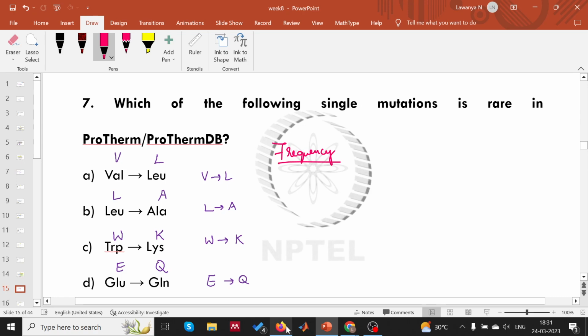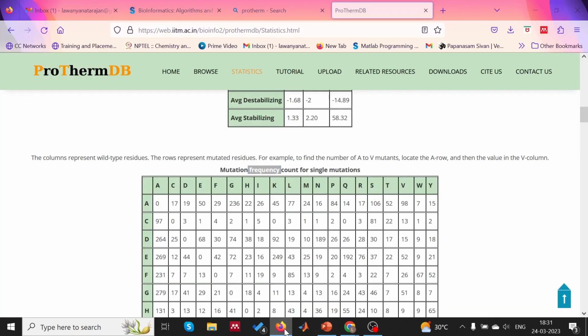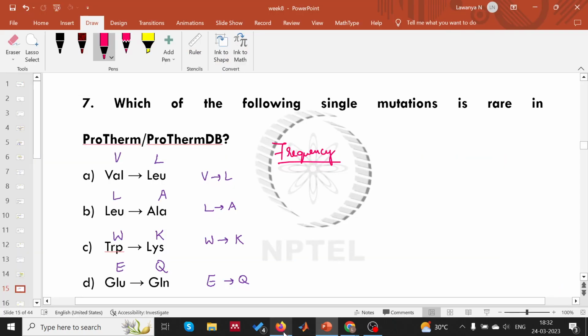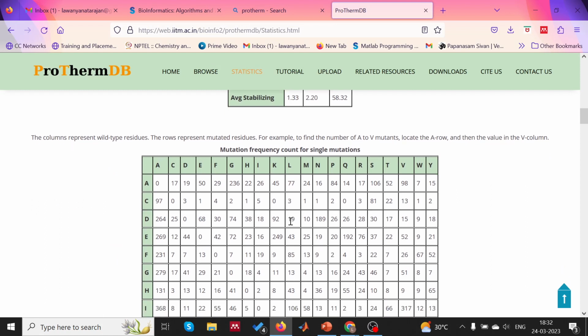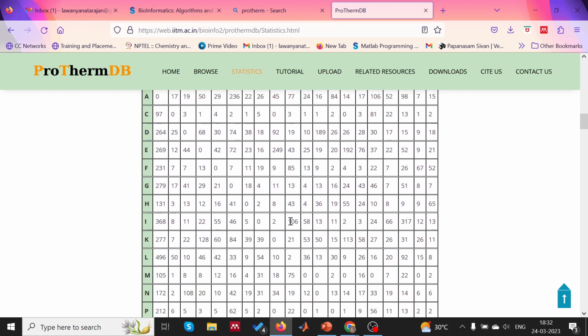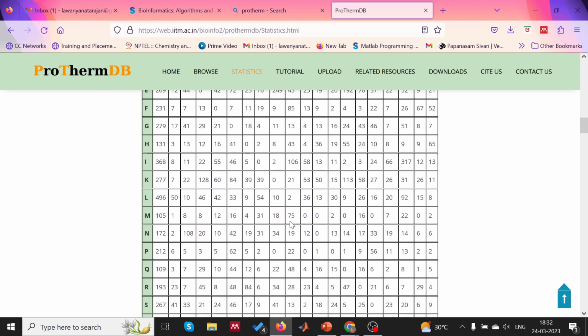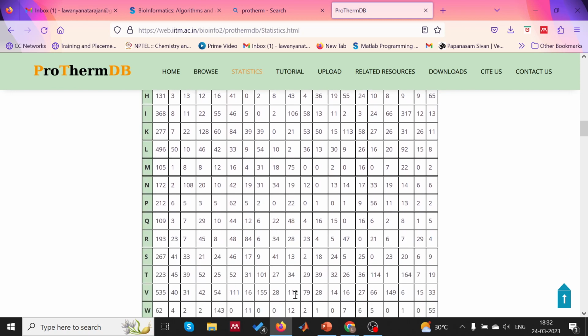So what is the frequency between V and L? So this is your, now I think I can write here. On the left y-axis is your from, and the x-axis is your to. So what do we have first? V to L. So go to L, keep your cursor there, and scroll down until you come to V. So V to L is 112.